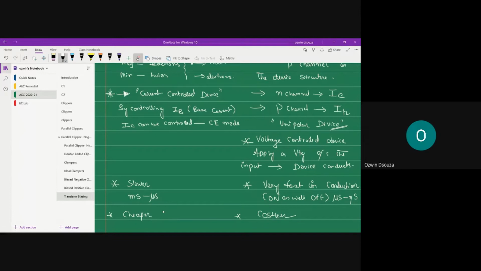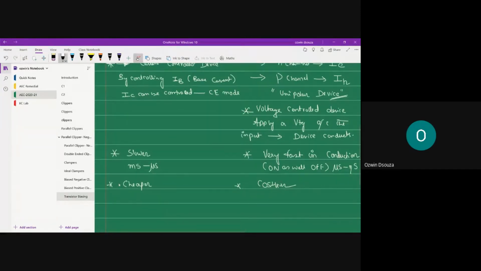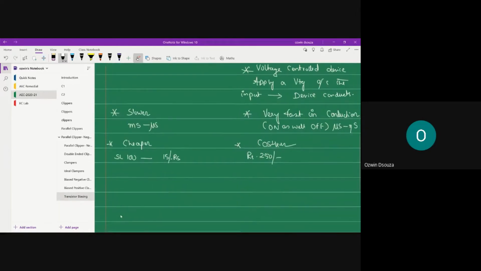Let me just give you an example. The BJT is what we use in our lab. Say, for example, SL100 costs somewhere about 15 bucks. On the other hand, the FETs we use in our lab cost somewhere about 250 bucks. That's the difference you can make out. It's almost 2.5 times more expensive than a BJT.